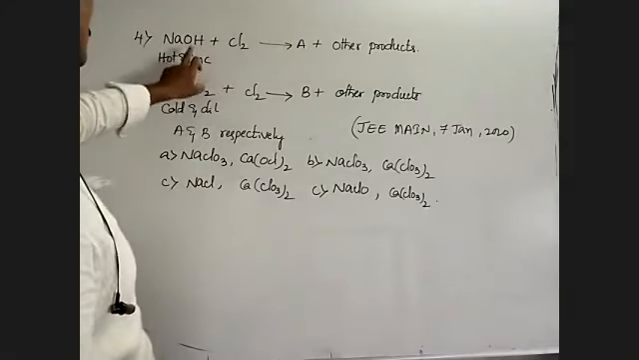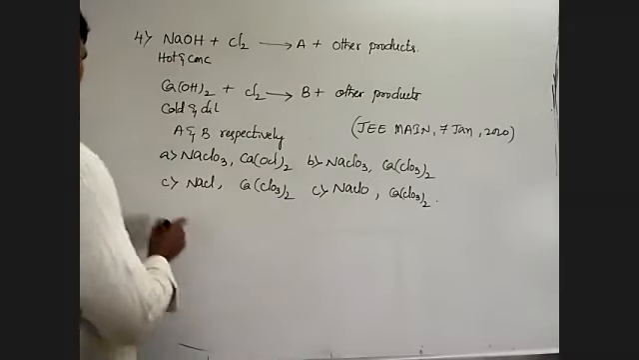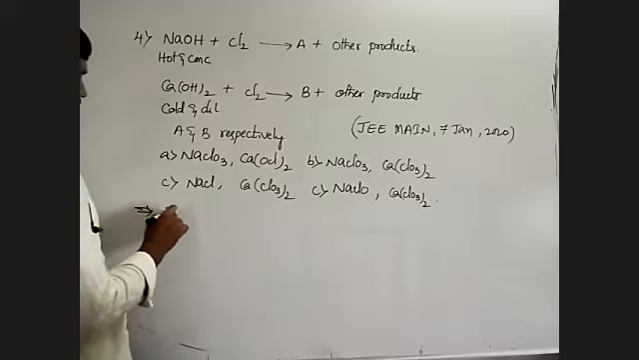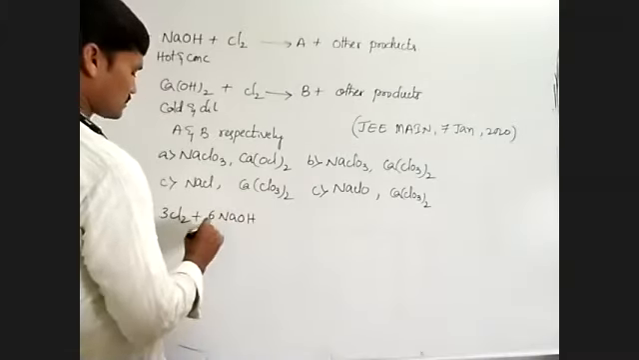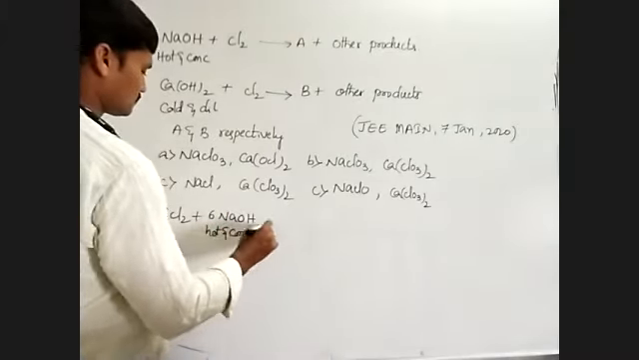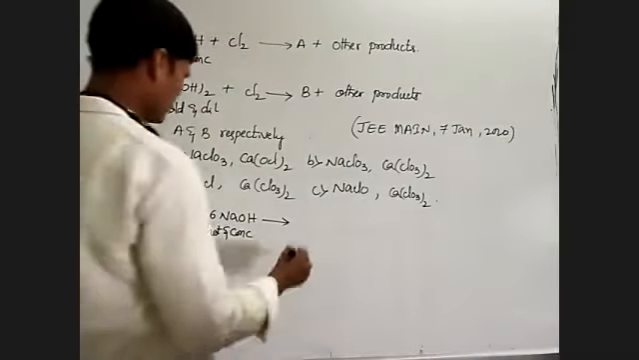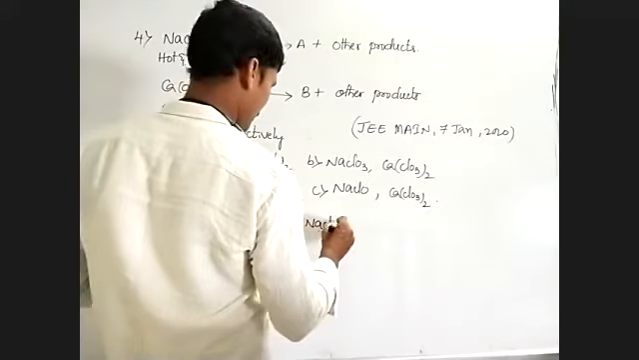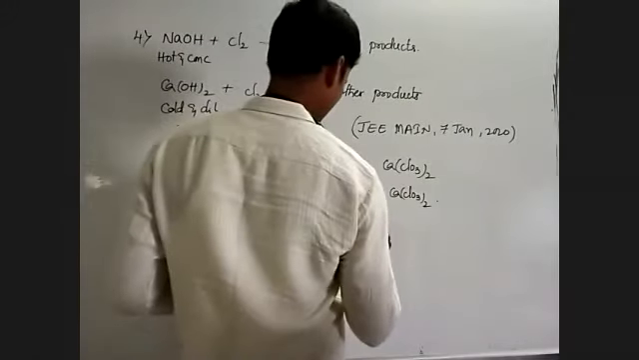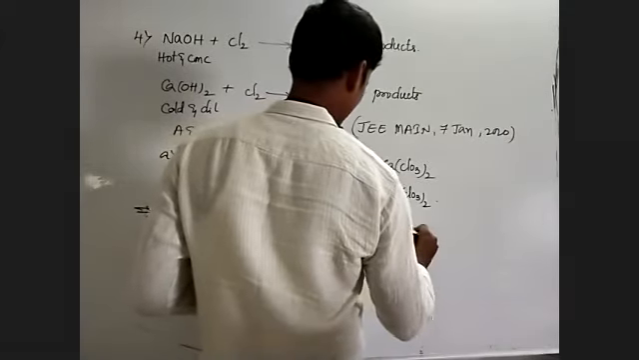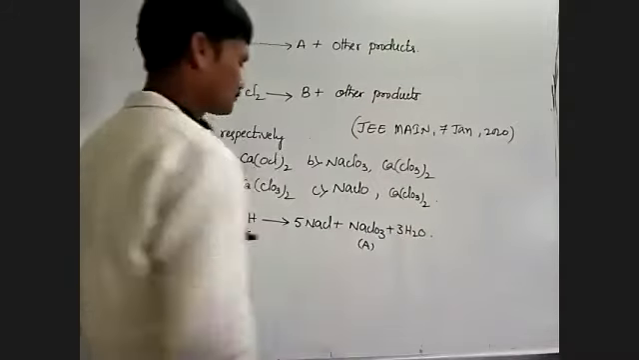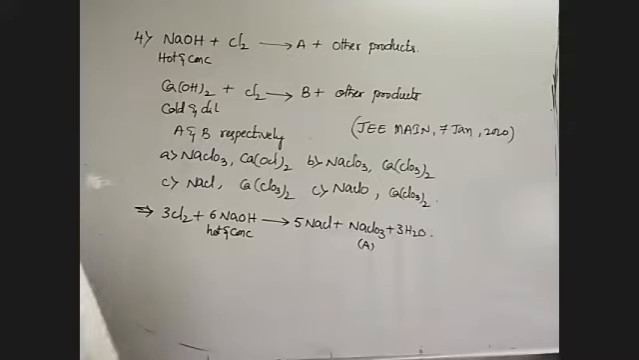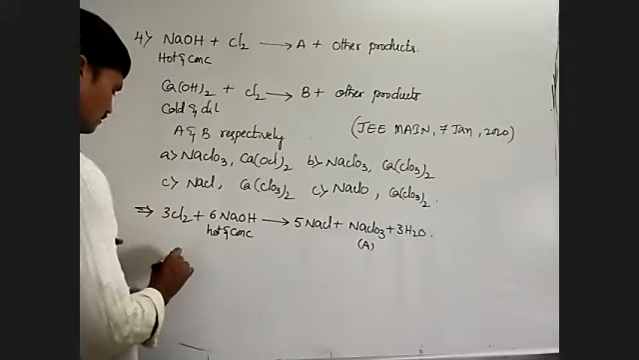When chlorine combines with hot and concentrated NaOH, it gives NaCl and NaClO3 plus H2O. Okay, this is compound A, NaClO3.